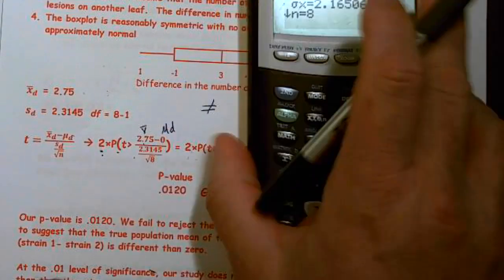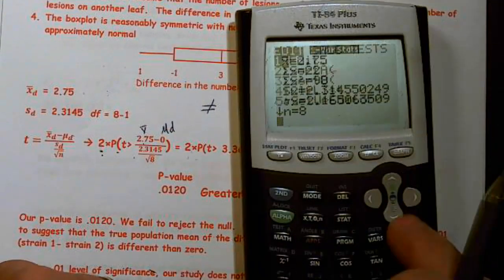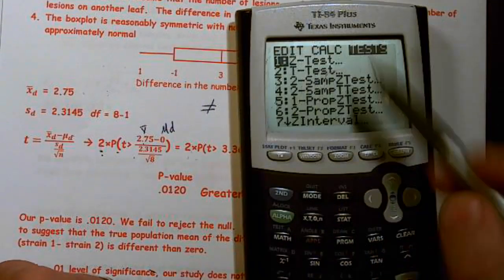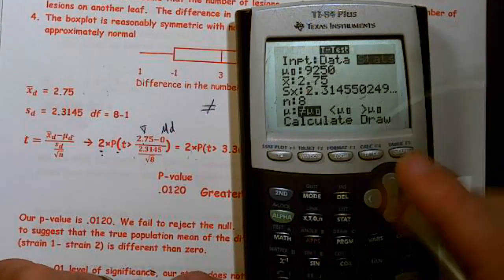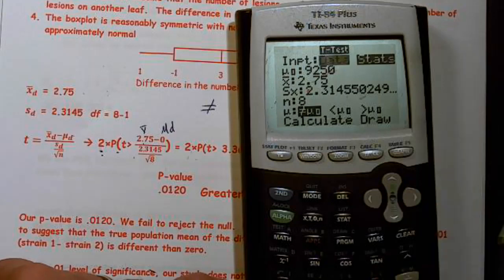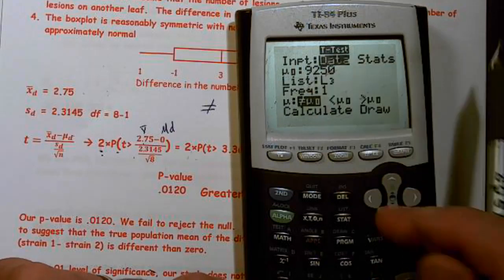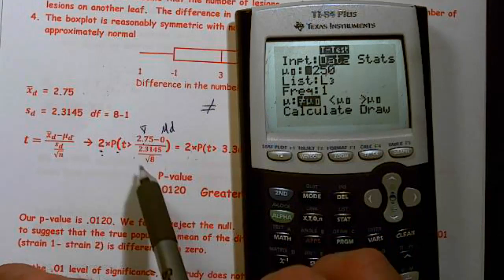And I go ahead and run this test. I go stat, test, drop down to t-test, and I have data this time, so I select data. My mean is my null hypothesis of 0.